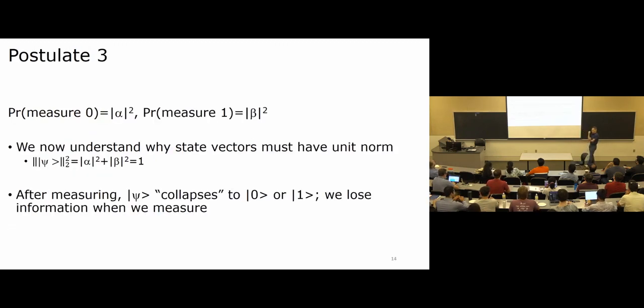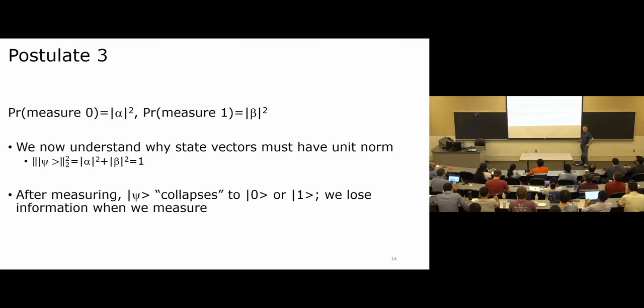So that's postulate 2. And now the third postulate, which I alluded to earlier in passing. Alpha and beta are the quantum magnitudes that correspond to the ket 0 and ket 1 components. And the probabilities of measuring 0 or 1 are the squared magnitudes of alpha and beta, respectively. And that's it. That's the only thing that we can measure. So now we can understand why the state vectors, the alpha beta, must have unit norm. Because we can only measure 0 and 1, and the probability of getting either of these outcomes must be 1. And because these are two different disjoint probability events, the magnitude of alpha squared plus the magnitude of beta squared must be 1. So these are unit norm vectors.